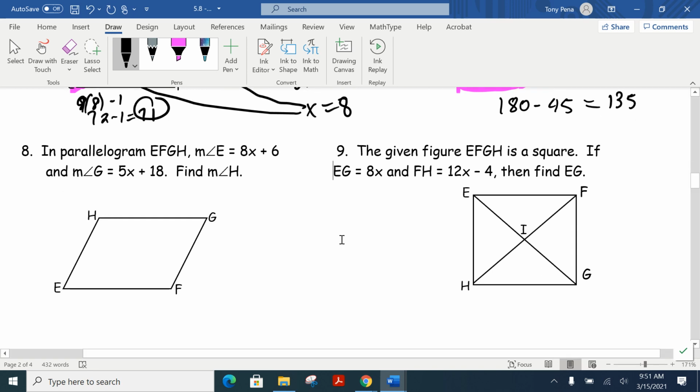So that tells you that in parallelogram EFG, angle E is 8x plus 6. Angle G is 5x plus 18. So I just gave you both properties of a parallelogram when we're talking about the angles inside of them. If we're adding, you're really only doing one of two things, right? They're either supplementary or they're congruent. So you're adding them up, setting them equal to 180, or you're setting them equal to each other.